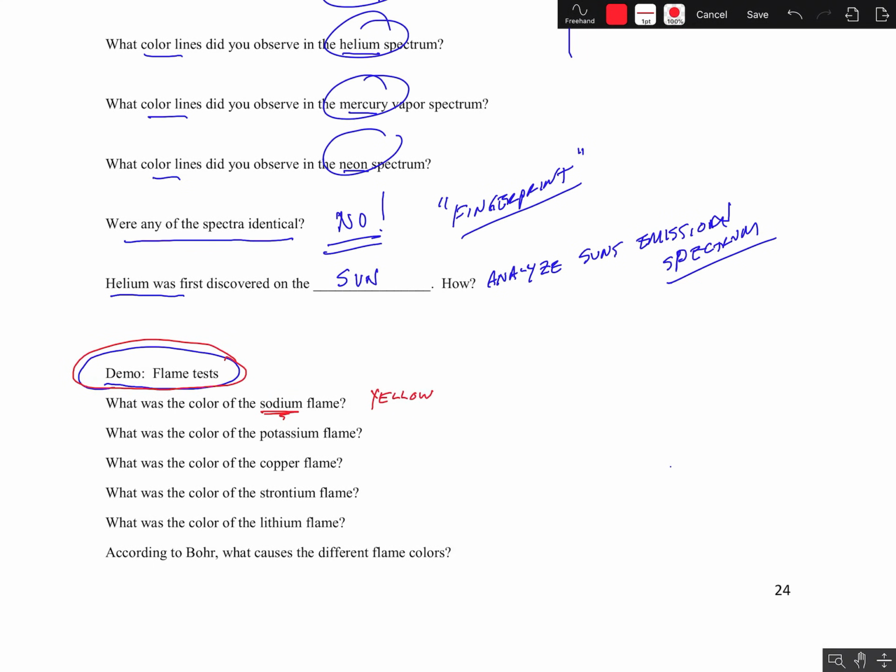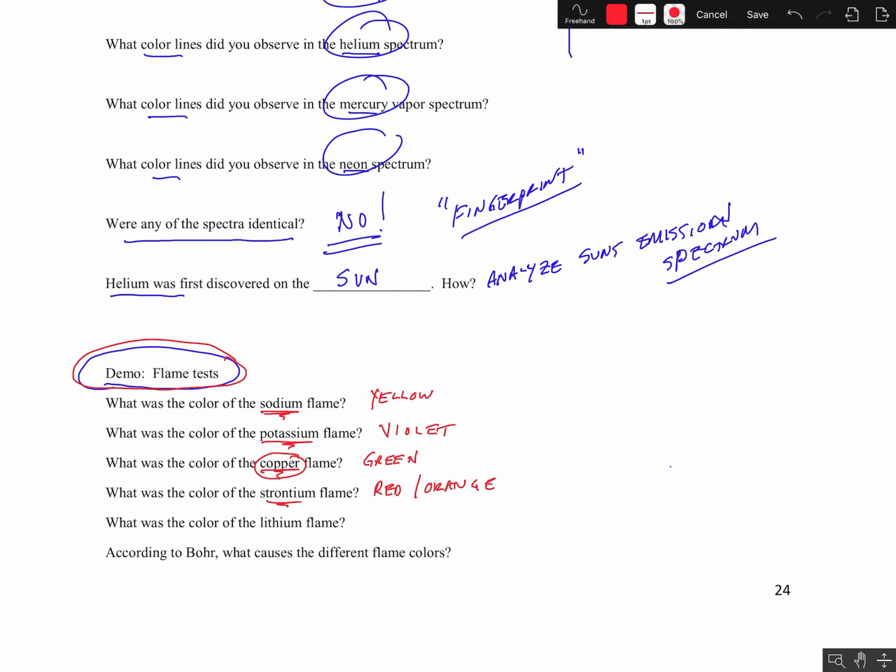Sodium compounds give off yellow flames. What about potassium? Yeah, we call that violet. Sort of looked like a very light purple, didn't it? Copper, a lot of kids say this is their favorite. Yeah, that was an emerald green flame. So the next time you guys see green fireworks, you know that there's some copper mixed in with that gunpowder. Strontium? Yeah, that was a reddish orange.